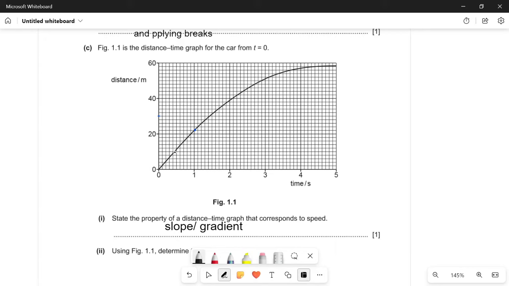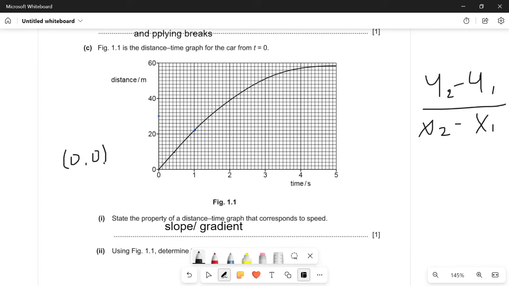To determine the speed, we can take coordinates from this area, and then we can find the gradient using the formula y2 minus y1 over x2 minus x1. So one of our points could be over here, 0, 0. That's one of the coordinates.